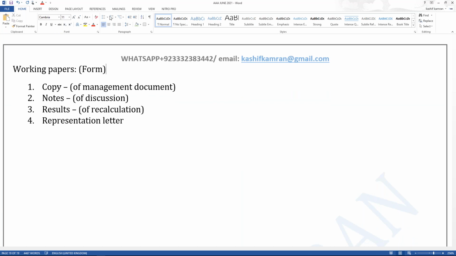So a lot of working paper goes into the file in the form of copy. I hope you agree. A lot of working paper goes into the file as notes, a lot goes in as results, and a lot of working papers go in in an original form, right? Yes, emails will be in the original form if the email has been sent by the auditor to the management, if there is any need of taking emails in the exam paper. But I've never seen emails coming in the exam paper in any context. Either it's a copy, it's a note, it's a result, it's a representation letter.